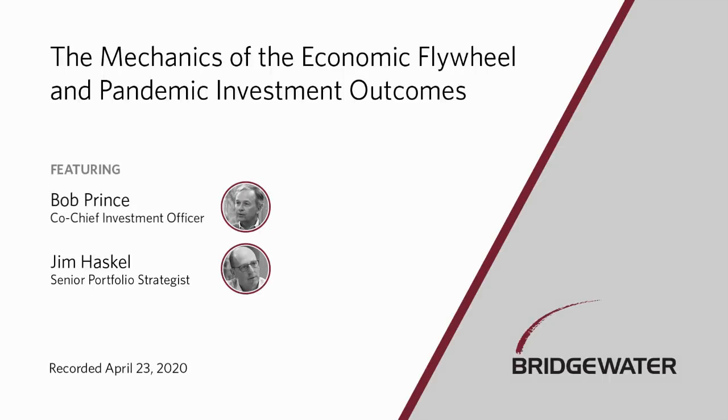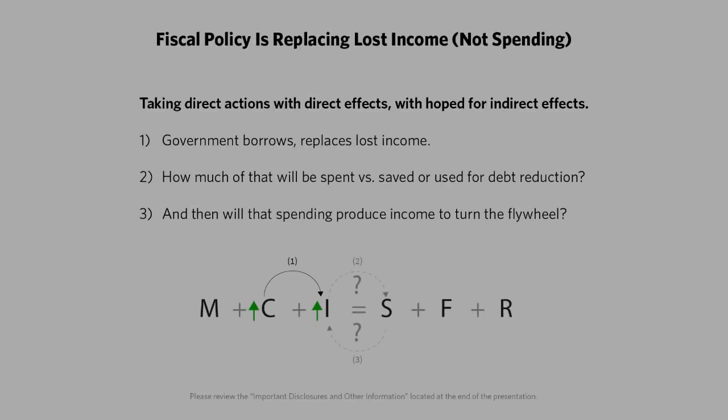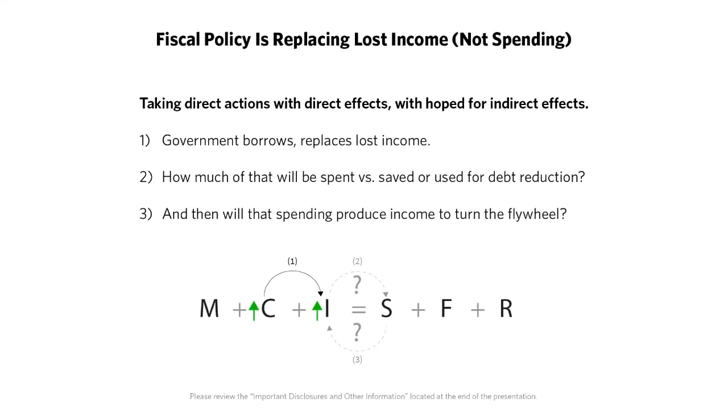You talk about the economic flywheel, but let's discuss more about the role fiscal and monetary policy will play as it pertains to getting that flywheel turning. So, first of all, fiscal policy. What fiscal policy is doing is replacing lost income. Importantly, it's not replacing lost spending. It's replacing income. And so the government is taking direct actions with direct effects, but then hoped for indirect effects.